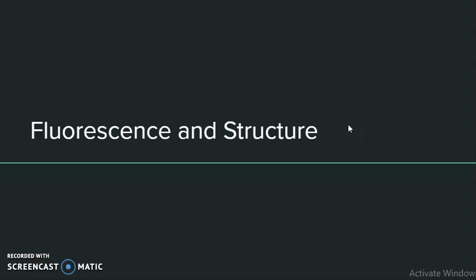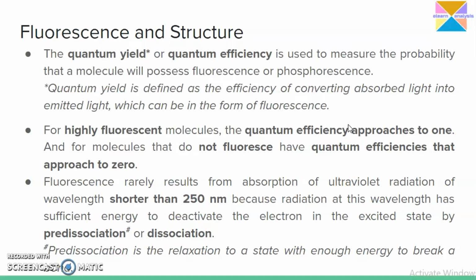Before we go for the actual discussion of the factors affecting fluorescence, I would like to bring your attention to the phenomenon of fluorescence and the chemical structure and some of the parameters that are related with the structures and fluorescence phenomena. So we need to understand something called quantum yield or quantum efficiency. This quantum yield or quantum efficiency is a parameter that is used to measure the probability of whether the molecule possesses fluorescence or phosphorescence. Quantum yield is defined as the efficiency of converting absorbed light into emitted light.